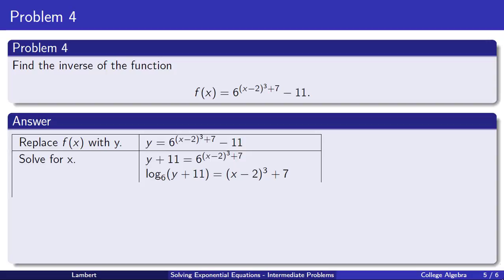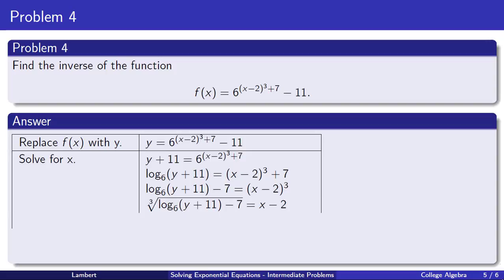Okay, well now we just need to solve for x, so we need to subtract the 7 from both sides, and that's how we get the log base 6 of y plus 11, minus 7, and that equals x minus 2, that quantity cubed. How do we get rid of the cube? Well, we take the cube root of both sides. So when we take the cube root of both sides, you get the cube root of log base 6 of the quantity y plus 11 minus 7, and that equals x minus 2.